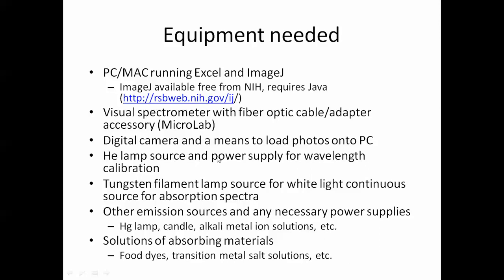A helium lamp source, power supply for wavelength calibration. Of course, you could use other lamp sources. Again, I like the helium because of the number of lines that it has. Gives you good, reliable wavelength calibration. You'll need a tungsten filament lamp source for white light and absorbance spectra. You'll need other emission sources for emission spectra. And you'll need some kind of absorbing solutions to demonstrate absorption. Different colored food dyes work great, or different colored transition metal salt solutions.